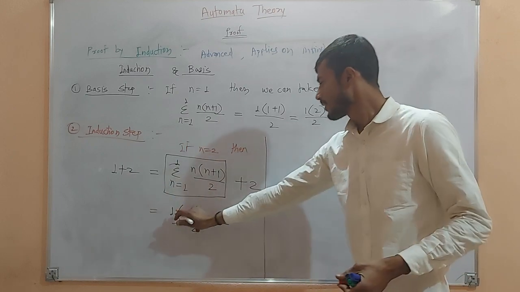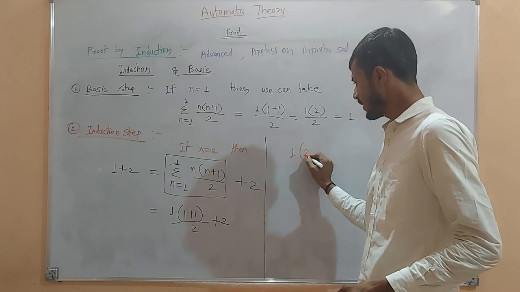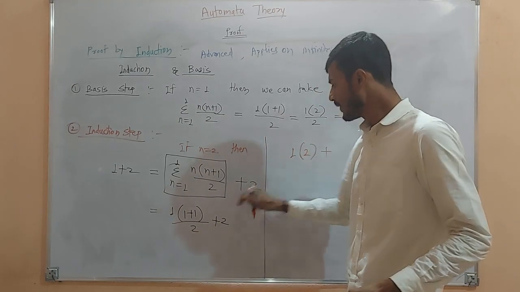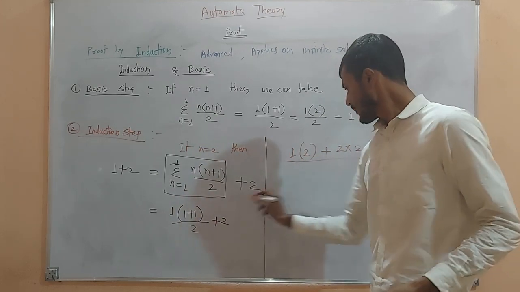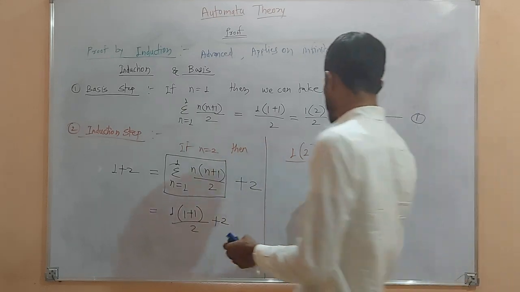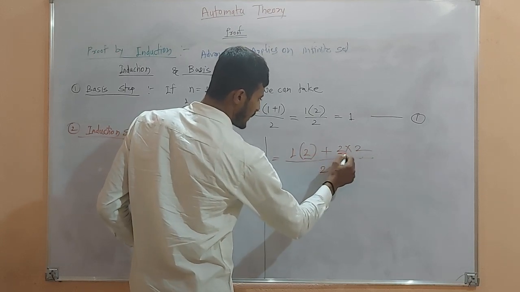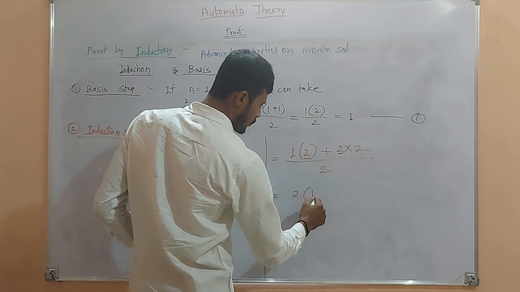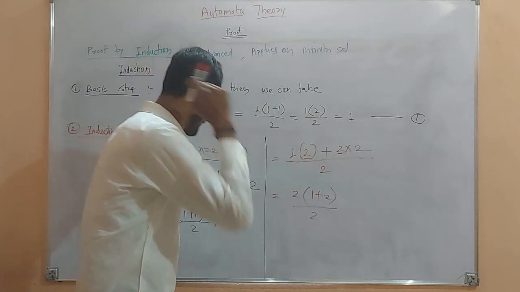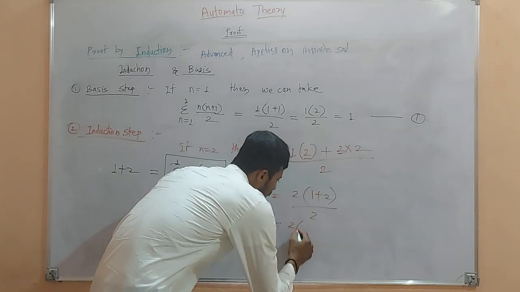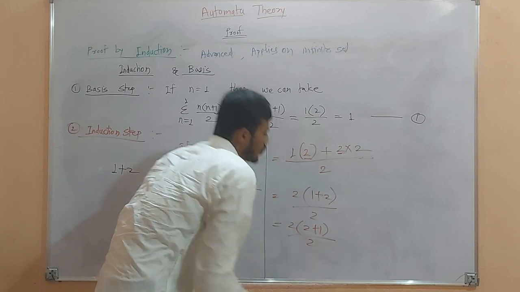Simply see, this one will be as it is, then in bracket 2 plus this 2 will be multiplied over here, and divided by these 2. Fine. So here, this 2 will be taken common, in bracket this 1 plus this remaining 2 divided by 2, which equals 2 in bracket 2 plus 1 divided by 2.